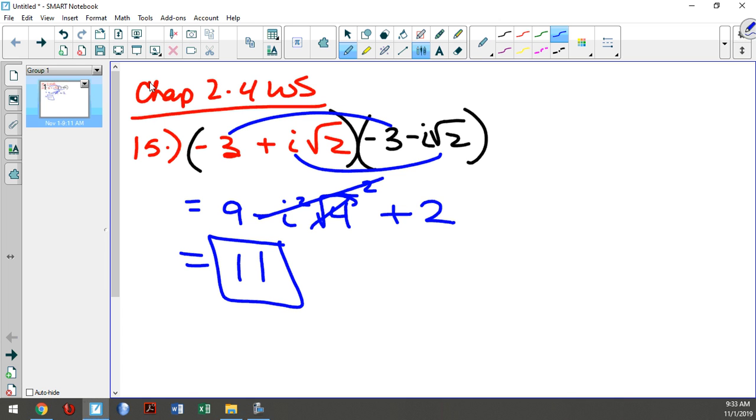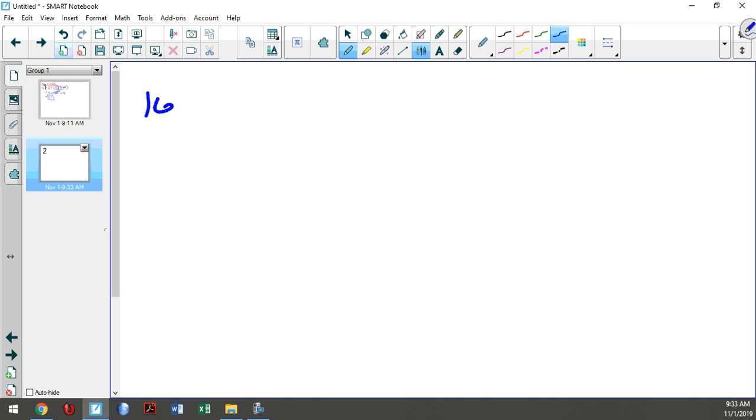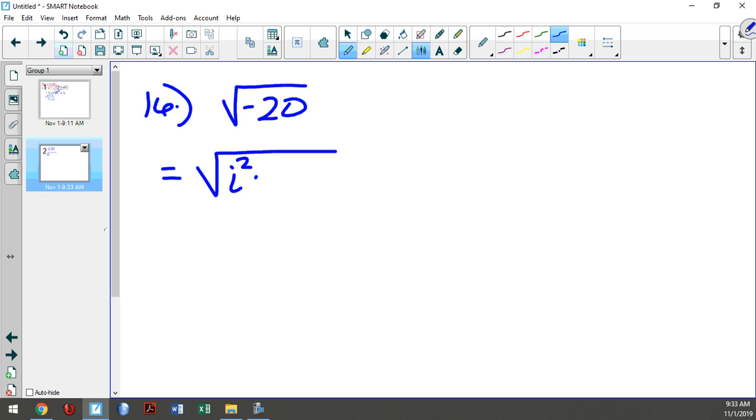16. 16 is kind of a fun problem. This is the square root of -20. Now, the directions say to find the complex conjugate of that. Well, I can't find the complex conjugate of that until I first simplify this. So how do I simplify the square root of -20? Well, the way I'm going to do that is by simply writing this as i squared times 4 times 5. Why i squared? Because i squared equals -1. 4 is the perfect square. So this comes out as an i, and this comes out as a 2, to give you 2i square root of 5.